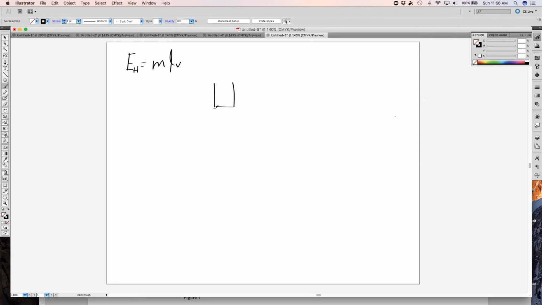And we place this container on a scale. We place a container on a scale. And in that container, we want to put some water. There's some water in there. And then we're going to get our favorite immersion heater. We're going to get an immersion heater, and we're going to drop the immersion heater in it.